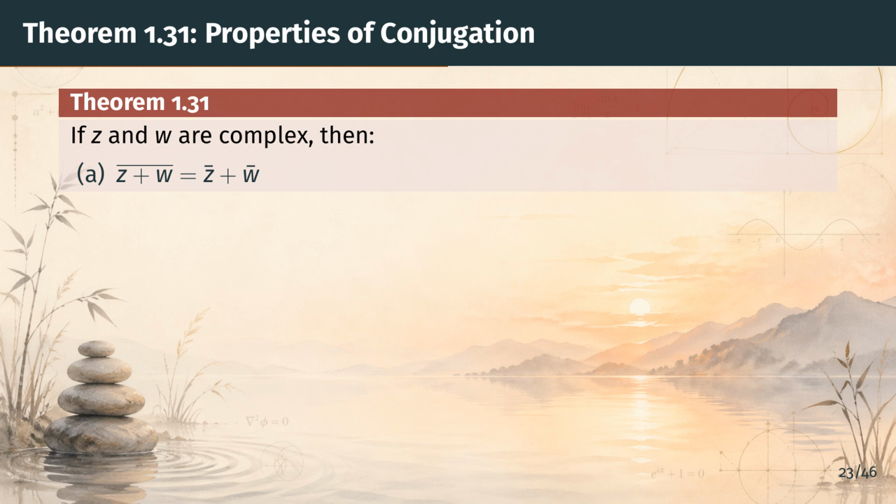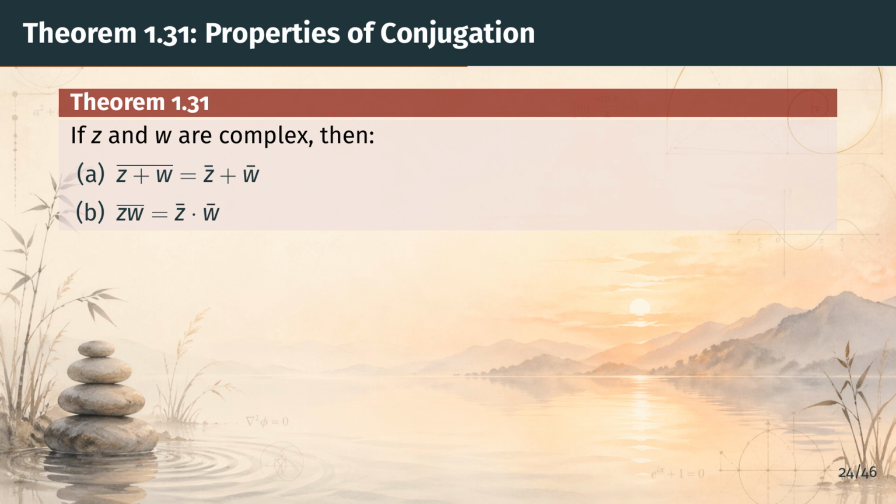The same kind of thing happens with multiplication. Part B says conjugation also distributes over multiplication. The conjugate of a product equals the product of the conjugates. This is verified by direct computation using the multiplication formula. In other words, conjugation is both an additive and multiplicative homomorphism. These two properties together mean that conjugation respects the entire field structure.